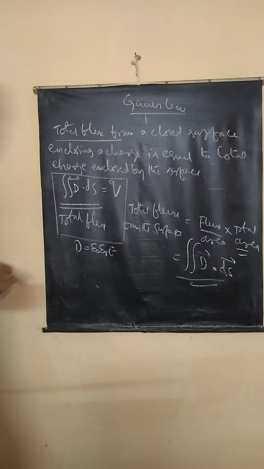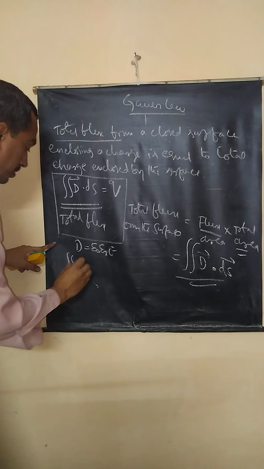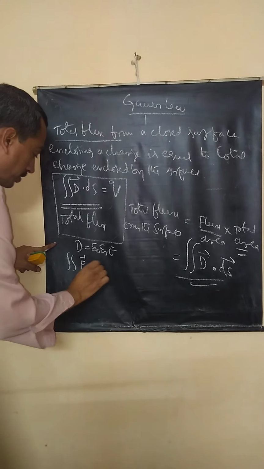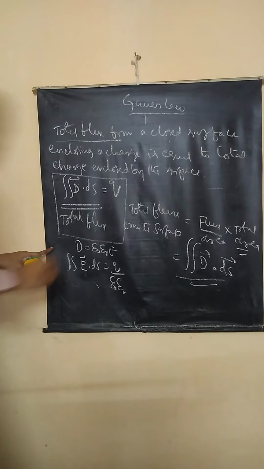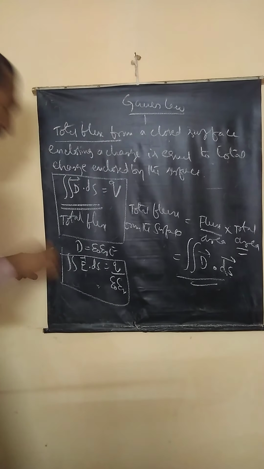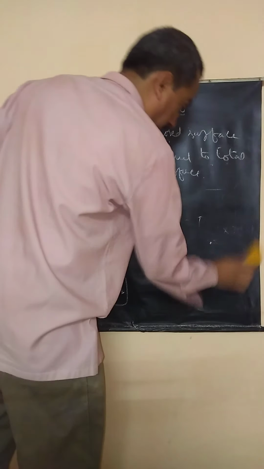Correct? Therefore, I can write the same thing as E dot ds equals Q by epsilon naught epsilon R. Correct? Same formula in terms of electric intensity. Now, how to represent Gauss law in integral form and differential form? Very important. This is the first Maxwell equation.